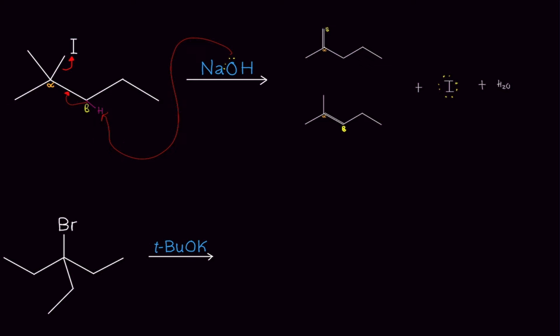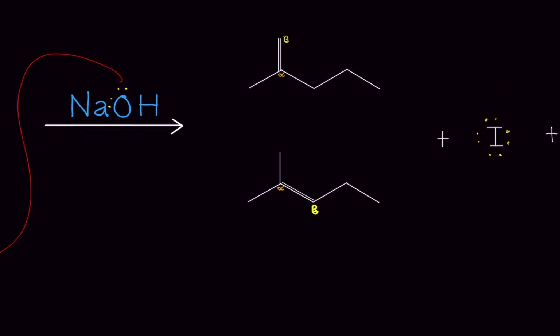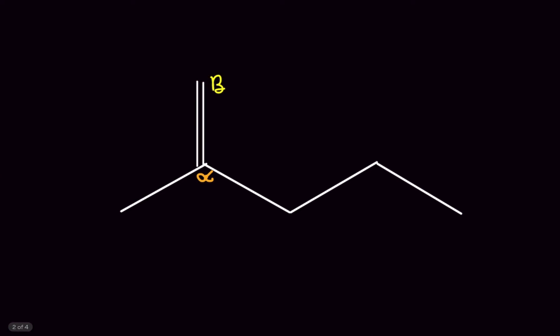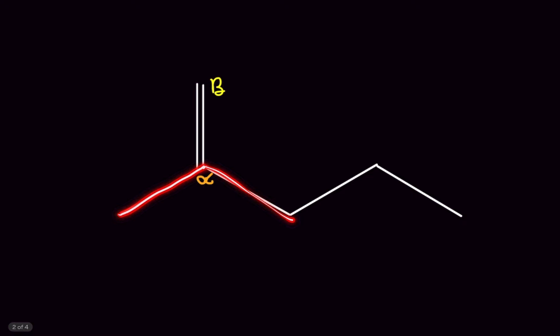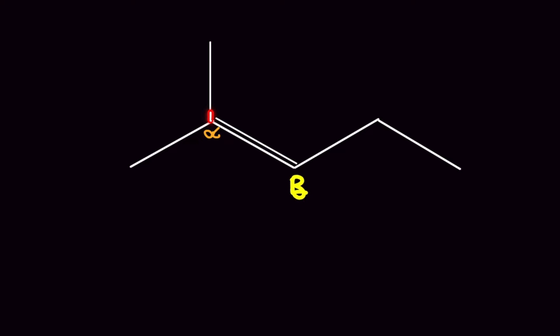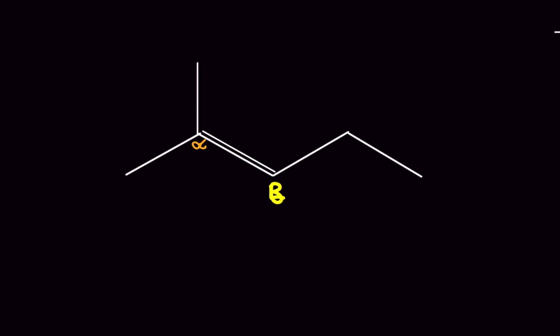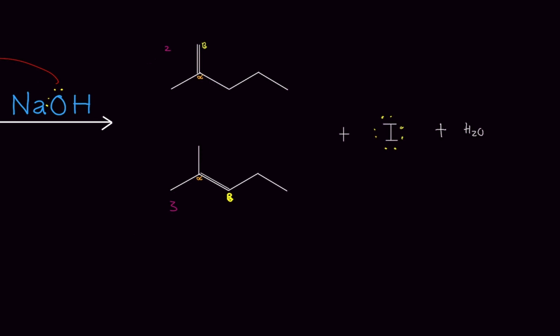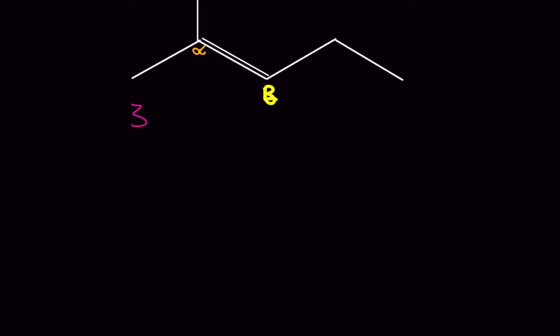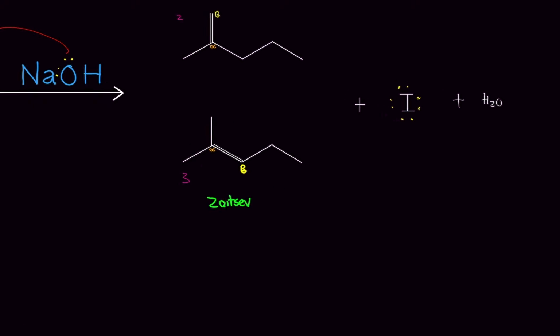Now, the question is which one's the Zaitsev and which one's the Hofmann? Let's look at it. This has 0 things coming off of it, 0 R groups, so nothing there. The alpha carbon has 2 branches, 1 and 2. So let's write that in, 2. This one, the alpha carbon has 1 branch and 2 branches, and the beta carbon has another branch here. That's 3 in total. So, 3. 3 is higher than 2. So this is indeed the Zaitsev. And this is the Hofmann.